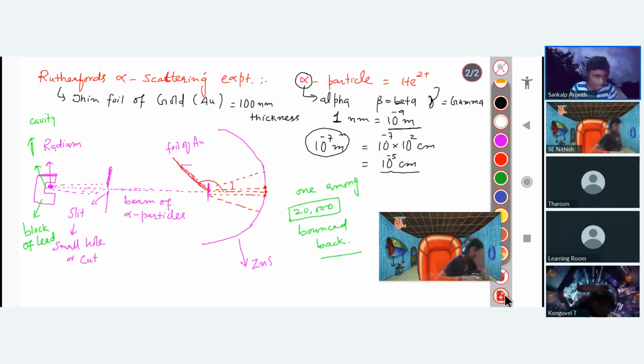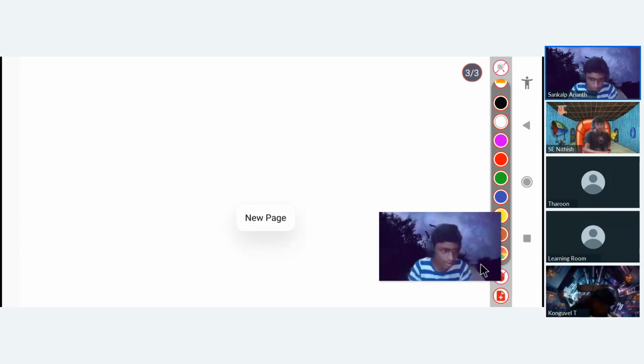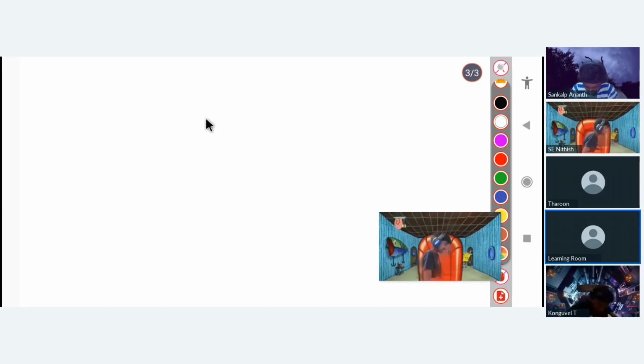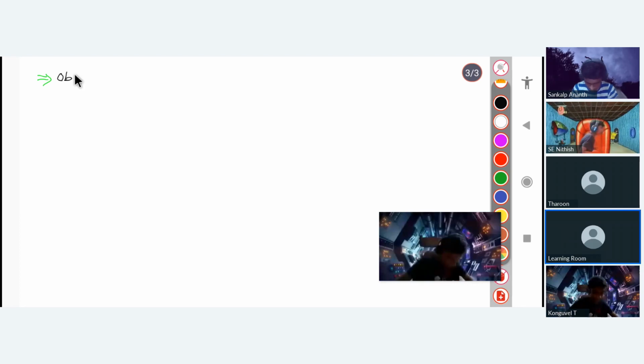So this radium can emit only 20,000 beams? No, it is not necessary. I told that only one alpha particle among 20,000 bounced back, but it is not that radium will only emit 20,000. It can emit more than that. One among every 20,000, that is the probability. So let's see the various observations of this experiment.